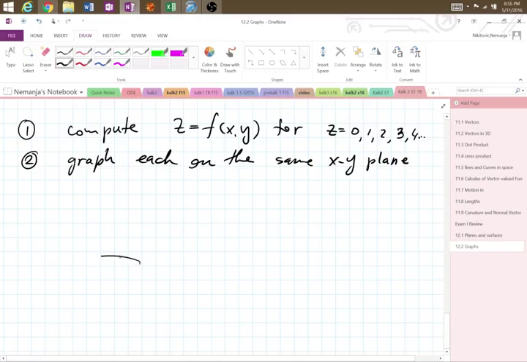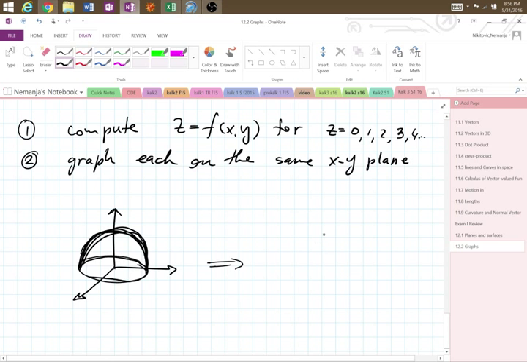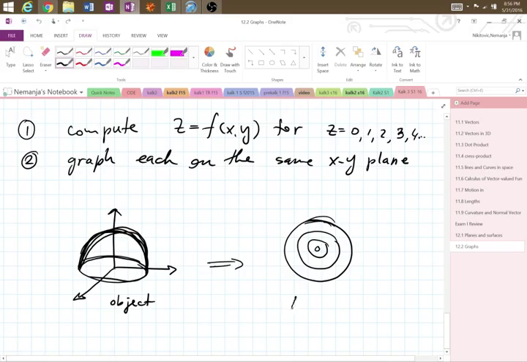So if you have half a sphere, what you're going to get are circles for level curves. So all you need to do is to compute for z equals 0, z equals 1, z equals 2.